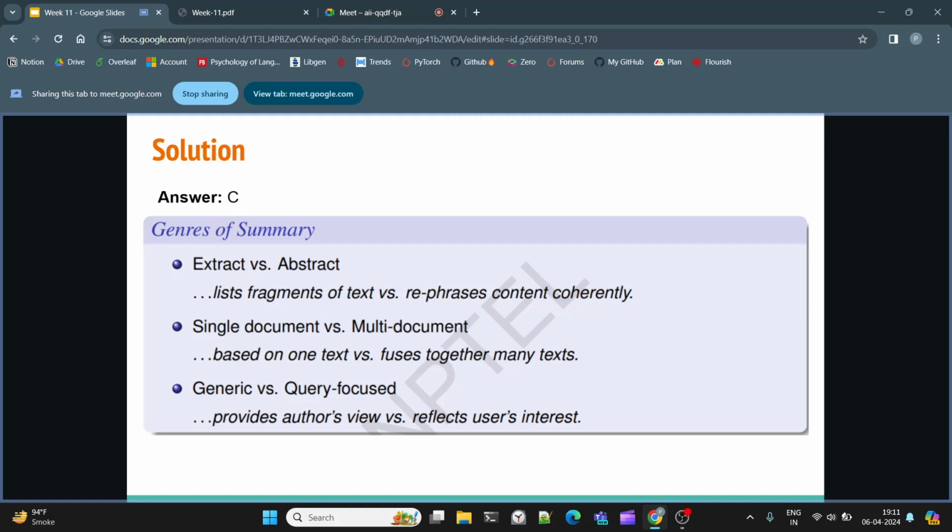The third categorization is generic versus query focused. Given a document, I could just give a general summary of whatever is present in the text. That comes under generic. Another one is query focused. Say the user has a specific query. Based on that, after extracting the important sentences, I see which are the relevant ones corresponding to the query, and reflecting the user's interest, I produce a summary. That is query focused summarization. So these are the different categorizations.